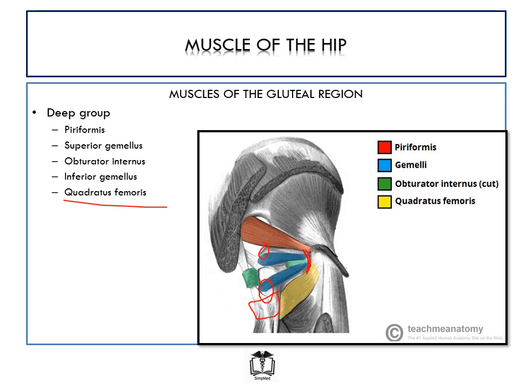So you can see that is just directly below the greater trochanter. It inserts at this point here. That is the quadrate tubercle on the intertrochanteric crest. And in terms of nerve supply, it has the same nerve supply as the inferior gemellus muscle, which is the nerve to the quadratus femoris, which comes from L5 down to S1. And then in terms of function, it's involved in the lateral rotation of the thigh.